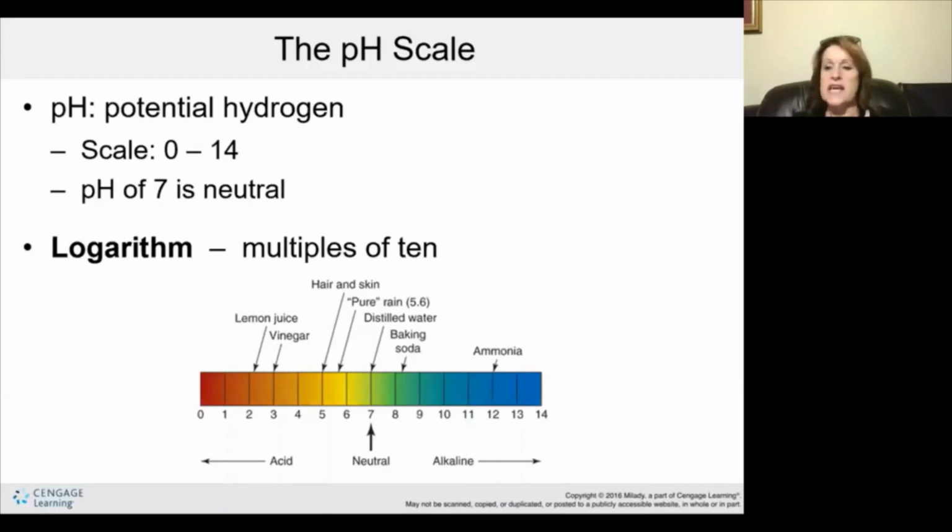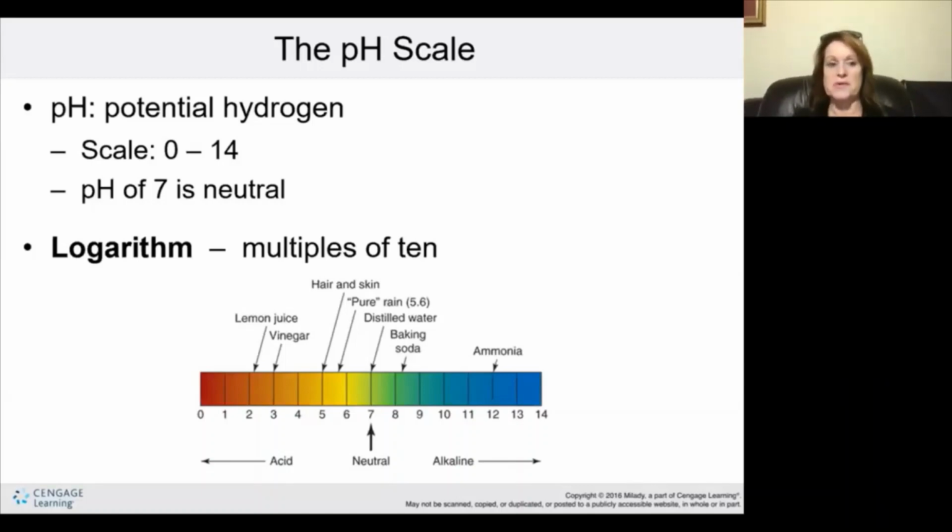So below 7 indicates an acidic solution. Above 7 indicates an alkaline solution, okay? The logarithm, in multiples of 10, means multiples of 10. The pH scale is logarithmic, because a change of one whole number represents a 10-fold change in pH. A change of 2 whole numbers represents a change of 10 times 10, or 100-fold.